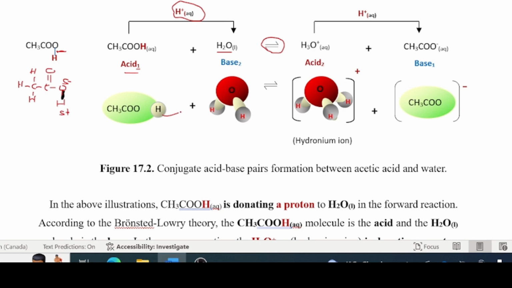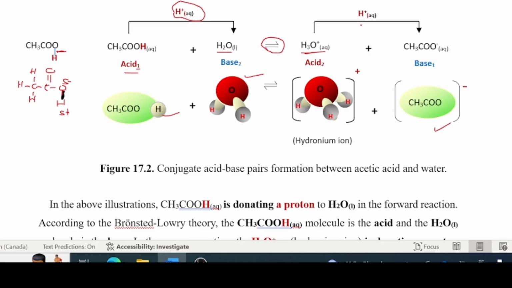So this will be lost. When that is lost, this is what is left. When this guy gains the hydrogen, this one here, you can see, has no extra hydrogen. So this is what is formed. When this picks up the proton, it forms this. When this loses this hydrogen, it gives you this.